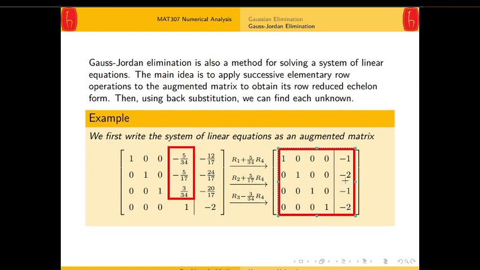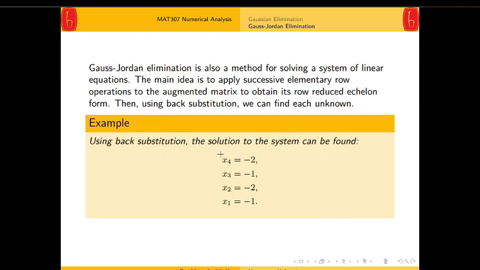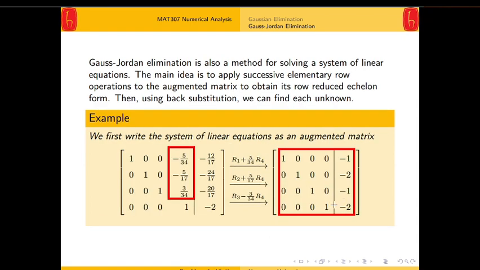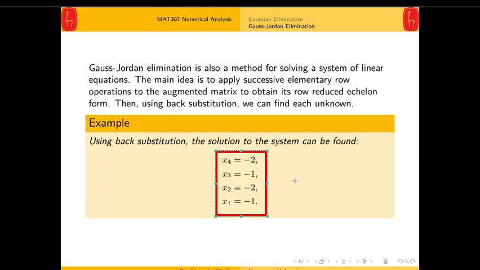So from this point on, we say this is an equivalent matrix to the original augmented matrix. So their solutions will be the same. Okay, so if we move on to the back substitution, we basically get these equations. These equations will give us the solutions immediately. So x4 will be -2, and x3 will be -1, and x2 will be -2, and x1 will be -1. Okay, so this is the solution.